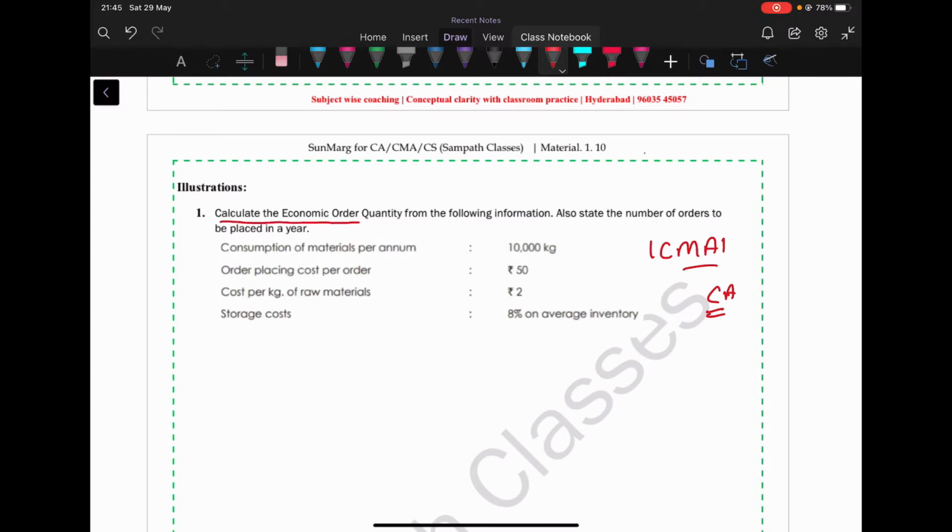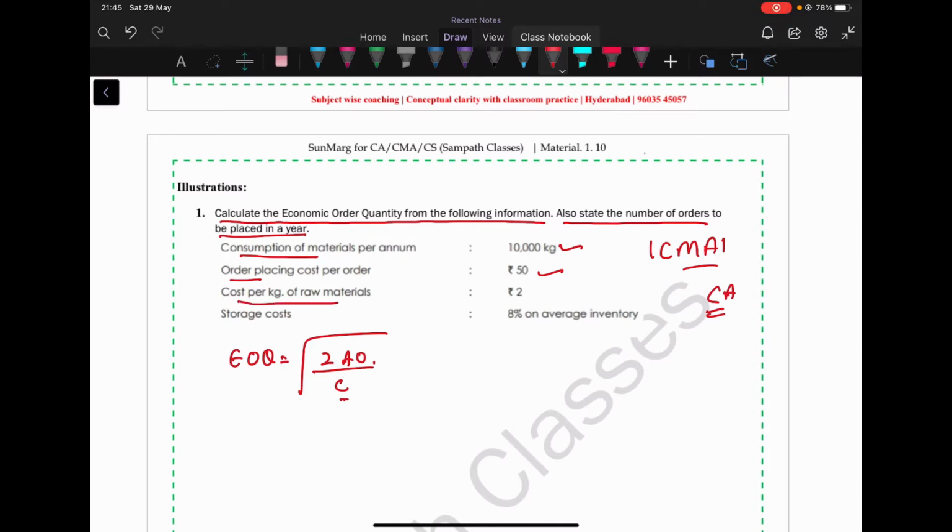Calculate the economic order quantity of the following information. Also state the number of orders to be placed in a year. See, economic order quantity, EOQ, the formula for this is square root of 2AO by C. A stands for annual consumption. This is annual consumption, 10,000 units. O stands for ordering cost, 50 rupees. C stands for carrying cost. What is the carrying cost? Cost of the material per kg is 2 rupees. On this, storage cost is 8%. That is C, carrying cost.